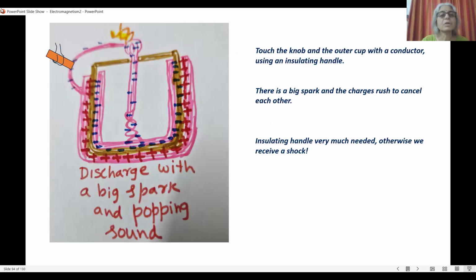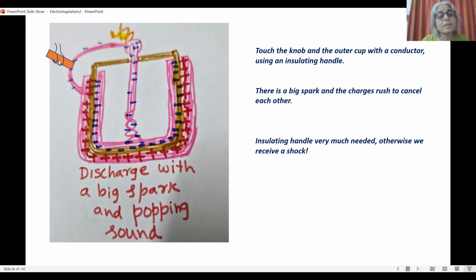So here we are connecting the inner cup and the outer cup using a metal wire or a metal bar. There's an insulating handle attached. The brown one is the insulating handle, which is being held in the hand. Okay, so when I touch the outer cup to the inner cup, there's a big spark, a popping sound, and then all the negative charges will flow towards the positive charges, and all the charge stored in the Leyden jar will cancel out. It will discharge. So discharge happens with a big spark and a popping or crackling sound.